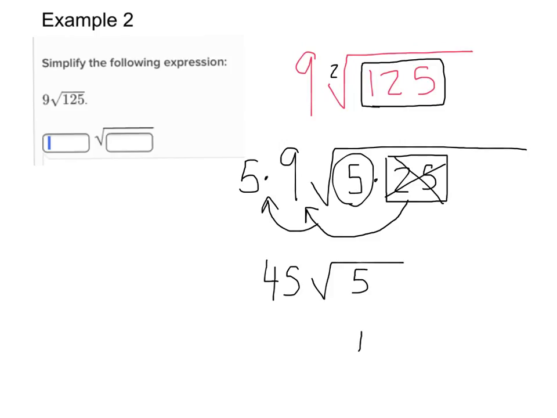And you can see now what's left under the radical, I can't take the square root of and end up with a perfect square, so I'm done. So right here I'll put 45 on the outside and 5 on the inside of the radical.